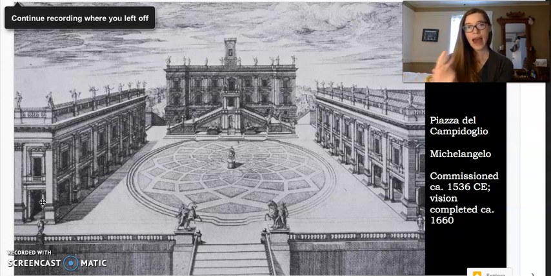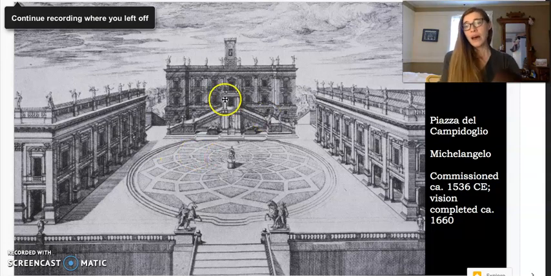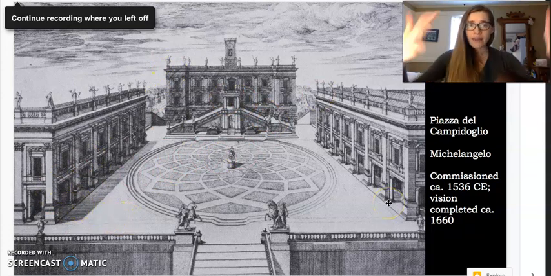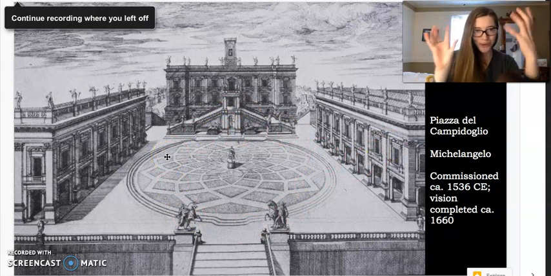So we see that at the Piazza del Campidoglio, one of the most famous monuments designed by Michelangelo, and then constructed over a fairly long period of time before it reached his vision. We see the buildings that are now the Capitoline Museum on either side, and they flank this oval piazza with its wonderful geometric design that makes your eyes travel all about.